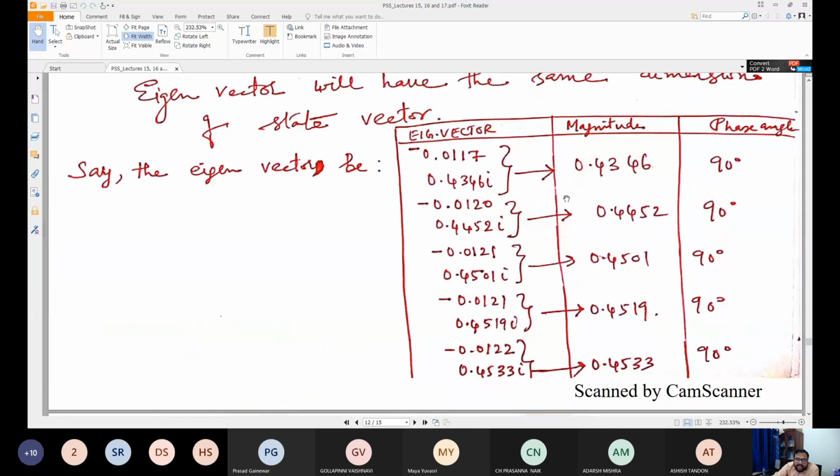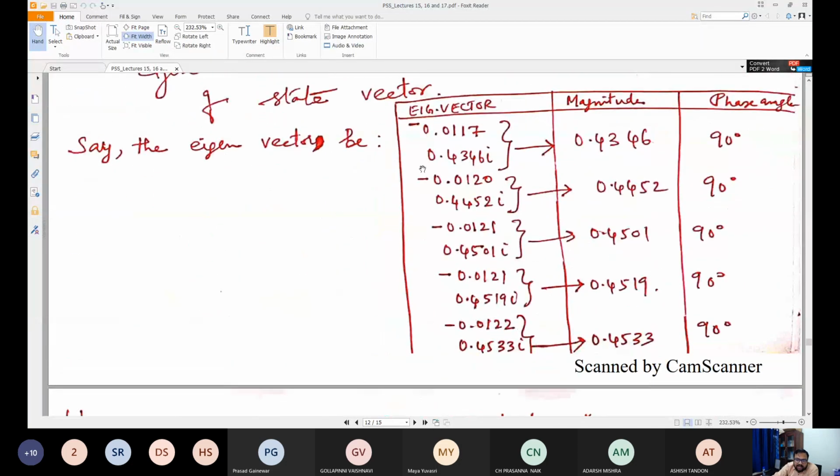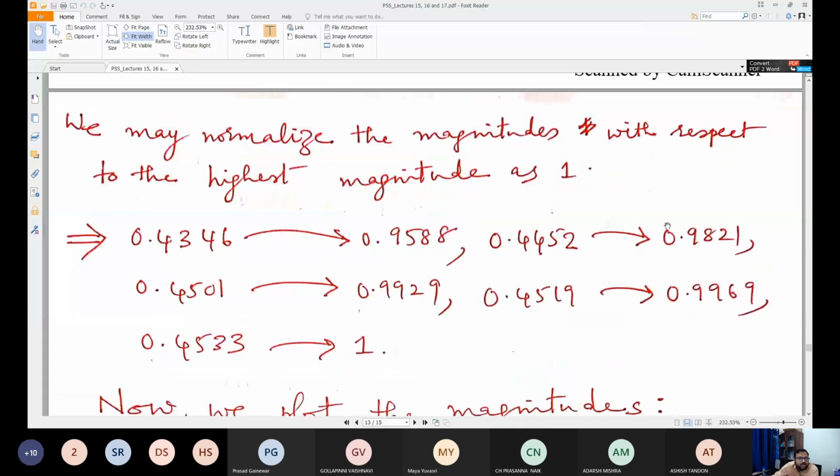So now I'm taking the eigenvectors. From the eigenvalues, if I'm finding the eigenvector, I'm getting the eigenvector like this: minus 0.0117, 0.4346i. Like this, I am getting the eigenvector, and I'm finding the magnitude from the eigenvector. That is, magnitude of this is 0.4346, magnitude of this is 0.4452. Then each magnitude I am writing, and phase angle also I am finding, 90 degrees here. Okay, now with this I am going for drawing the mode shapes. Let's see how to draw the mode shapes.